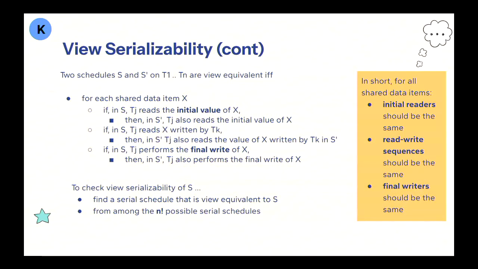So if we have two transactions in a serial schedule, in this case, we will have 2 factorial, which is 2 possible serial schedules. If we have 3, then it is 3 factorial, which is 6. And if we have 4, then it is 24, and so on. So this is view serializability.